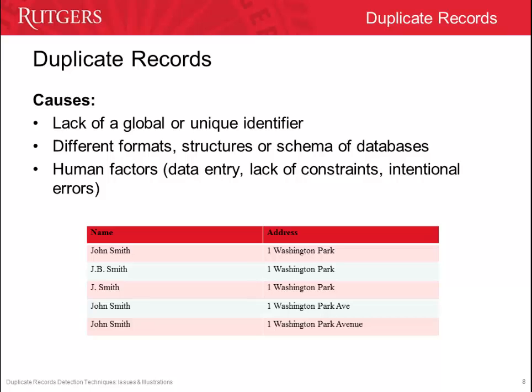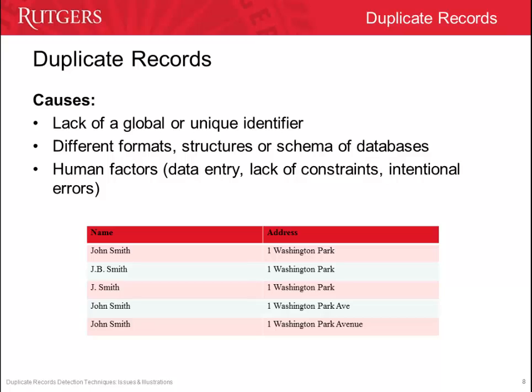So if system A uses the format John Smith at 1 Washington Park, whereas system B just uses the first letter of the first name, J. Smith, at 1 Washington Park, that should immediately create a duplicate record.